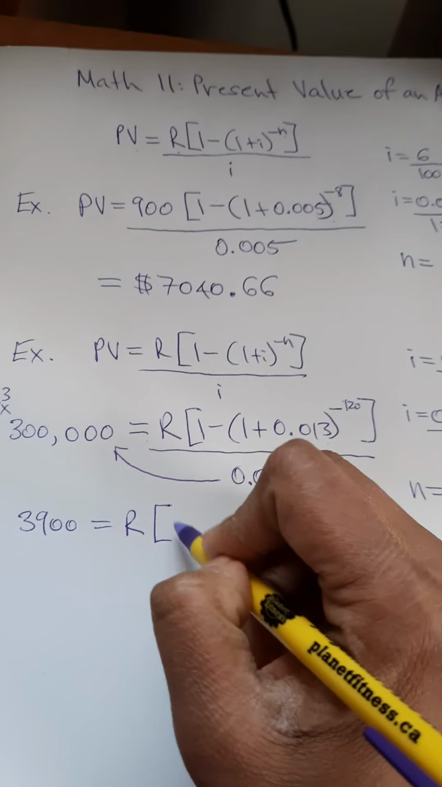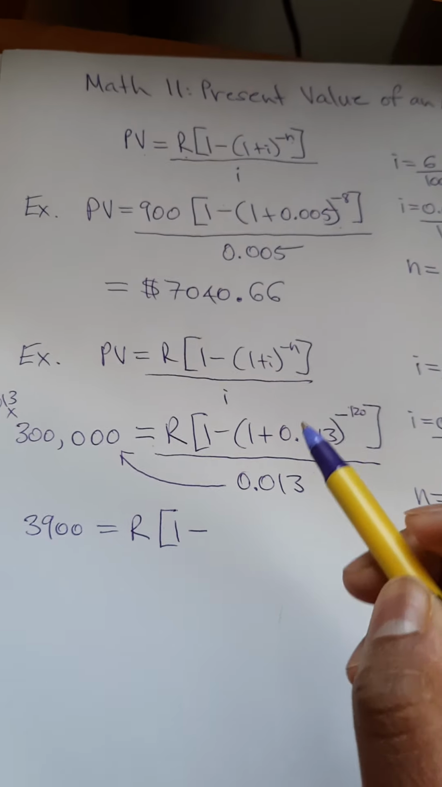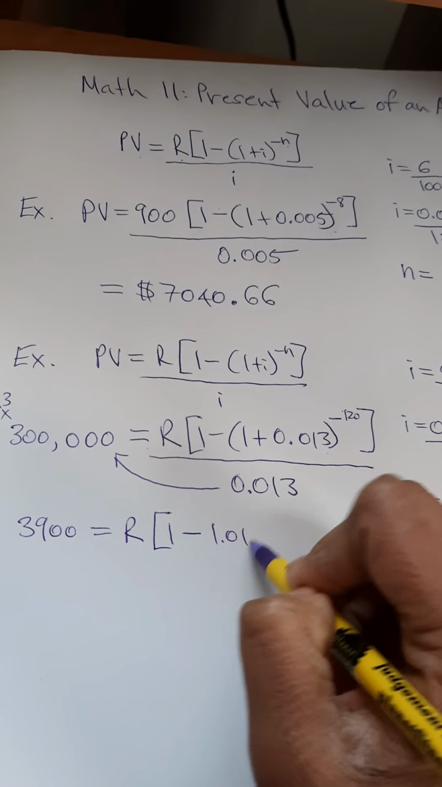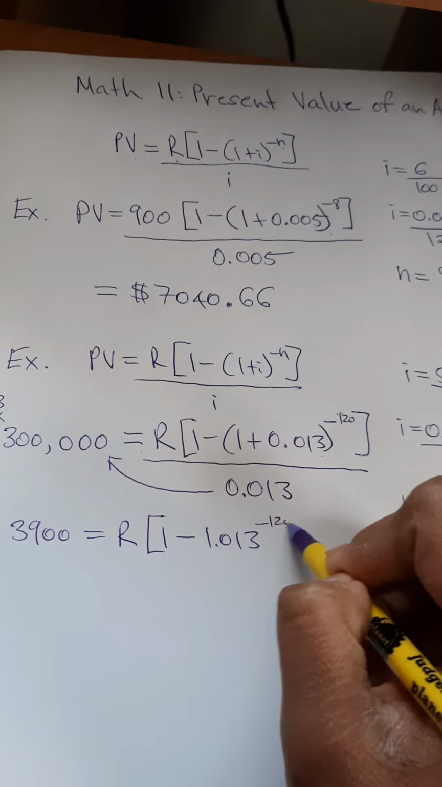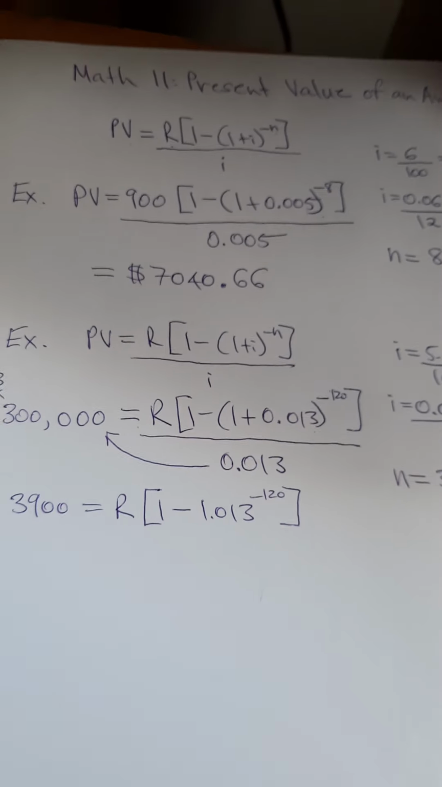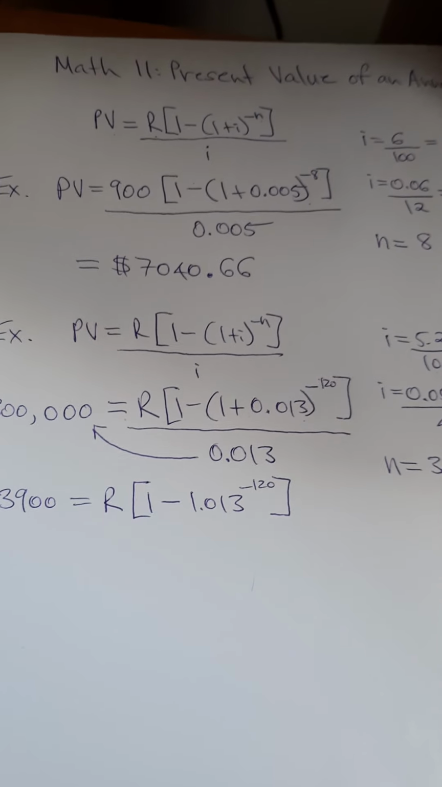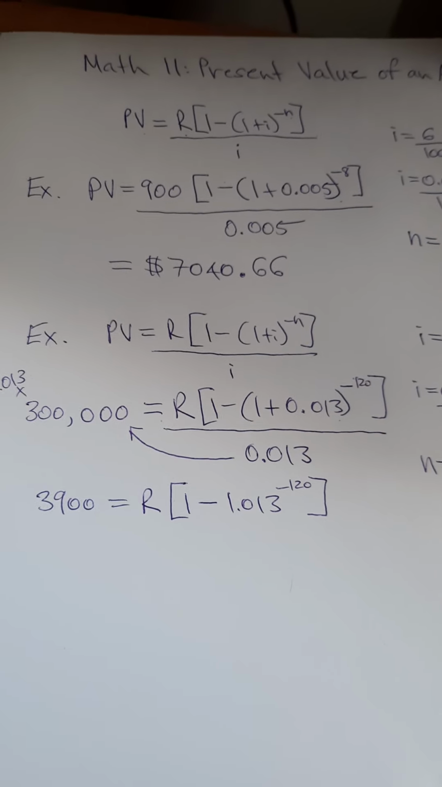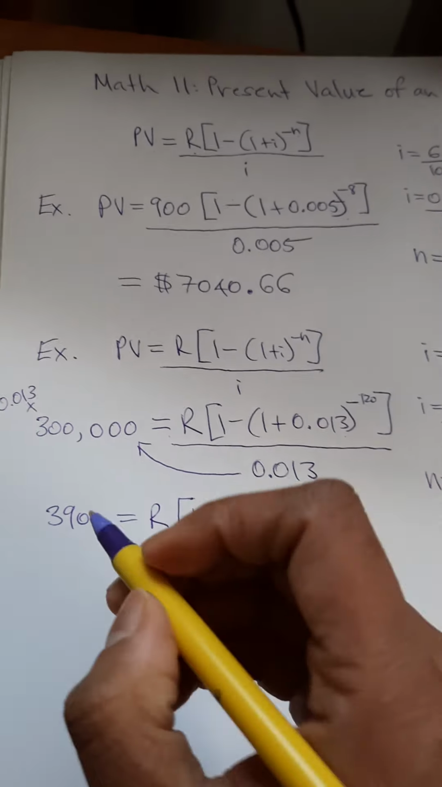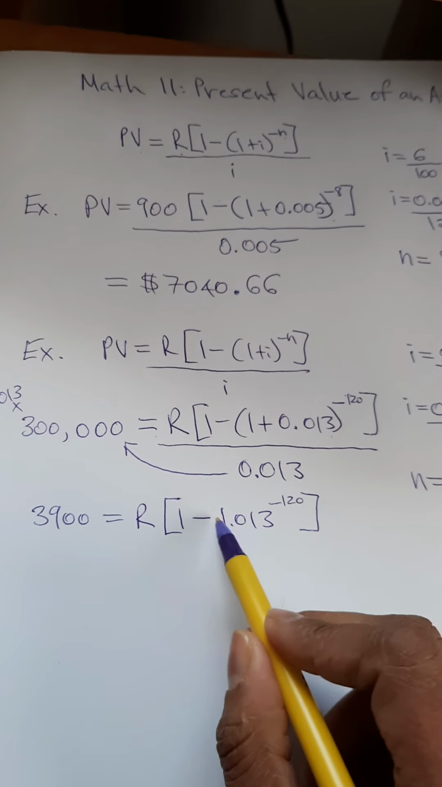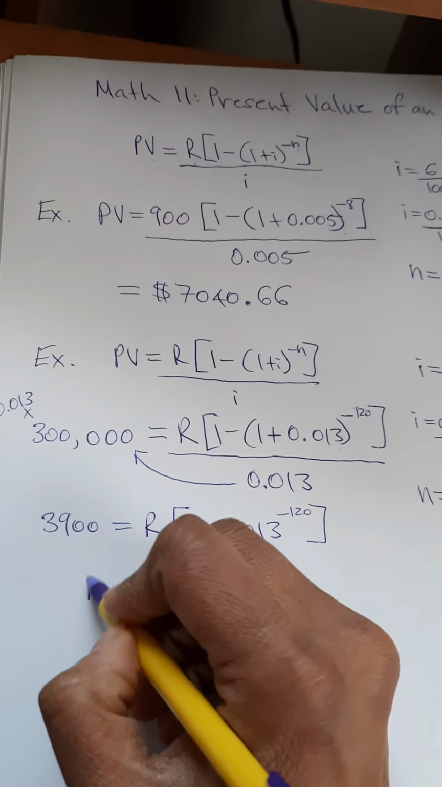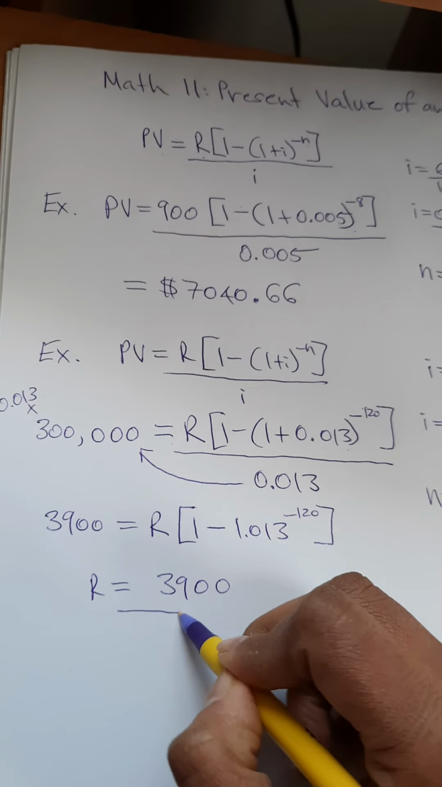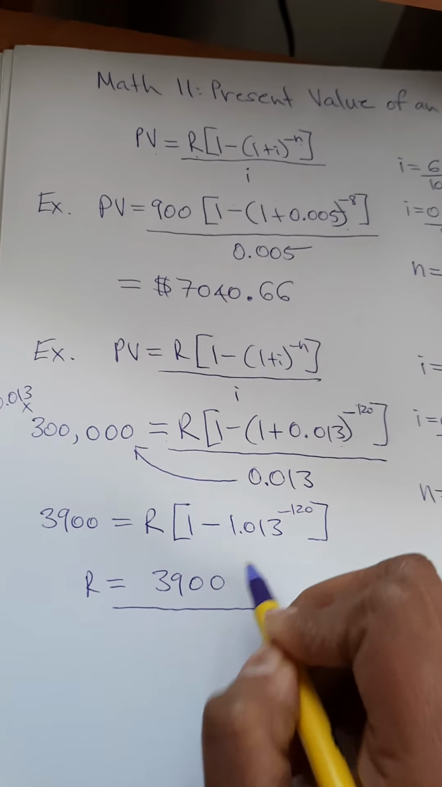And what we're going to do here is plug in this whole value, but in brackets. I'm just going to write down what you're doing here. So what we're doing is 1 minus the 1.013 to the power of negative 120. When you're solving for the value of R, you notice that you have to actually divide by this whole number. So I'm going to write it here: R equals 3,900 divided by, and put this in your calculator here.